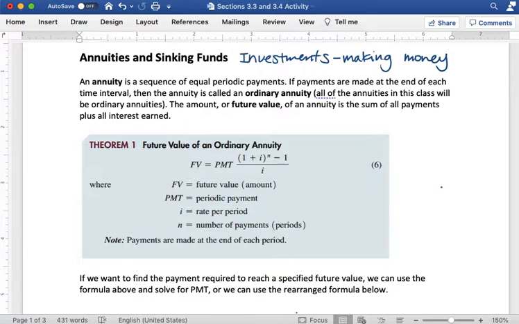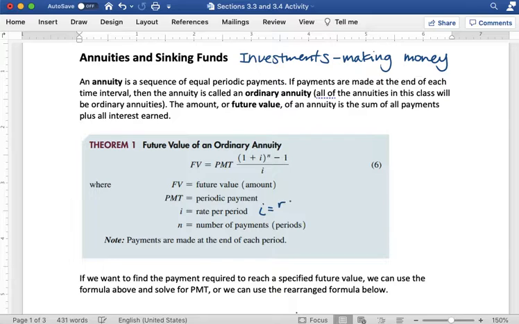So we have this future value formula. It's FV equals PMT times 1 plus I to the n power minus 1 over I. So FV is the future value, pretty much the same thing as the A in the compound interest formula. PMT is that periodic payment amount, so the amount that you're putting into the annuity at a regular time. I, interest rate per period. This is the same as we saw in the compound interest formula.